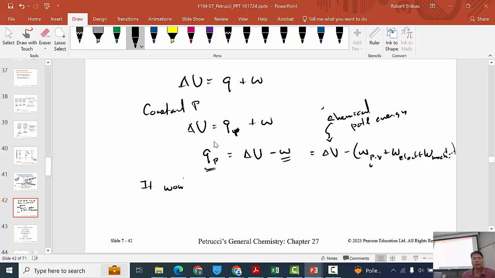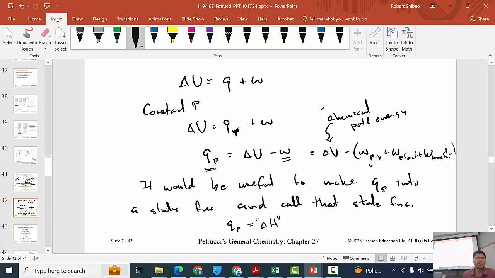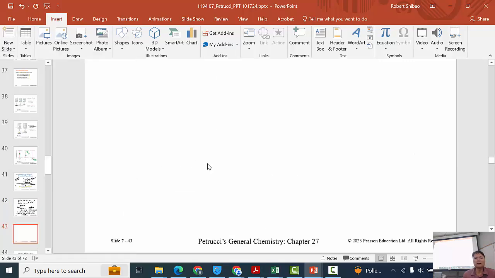It would be useful to make QP into a state function and call that state function, this is a new state function, delta H. So how would we go about doing that?